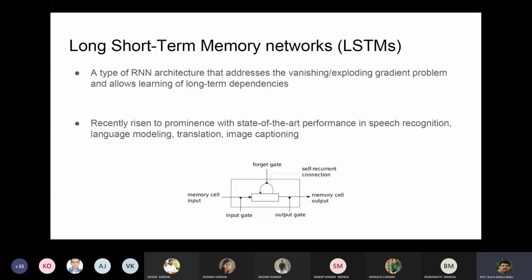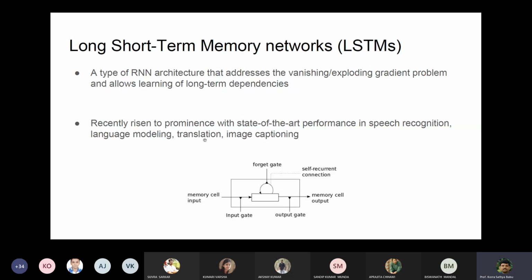So why can we not do it in RNN? Because we are having these vanishing or exploding gradients. So how can we overcome this? In order to overcome this, we need to go with long-term memories. Recently, LSTMs have given state of the art performance in the areas of speech recognition, language modeling, translation, image captioning. So any sequence labeling or sequence analysis application, this LSTM has been heavily used.